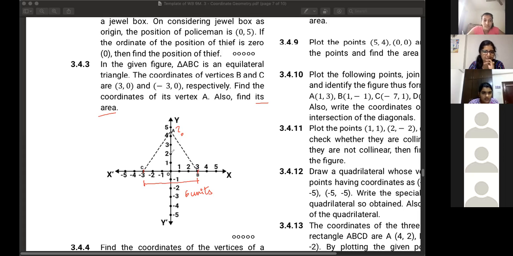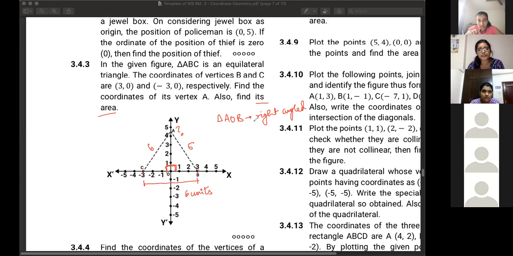They will also be 6 centimeter because it's an equilateral triangle. That is correct. Okay. What sort of a triangle is, let's say, AOB or AOC? Right angle. Coordinate axes are always perpendicular, right? Okay. So triangle AOB is right angle.